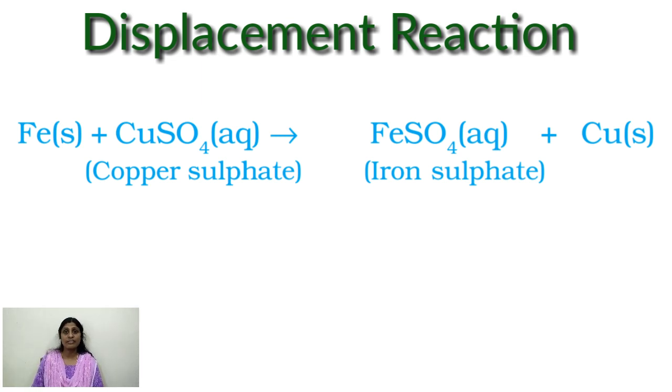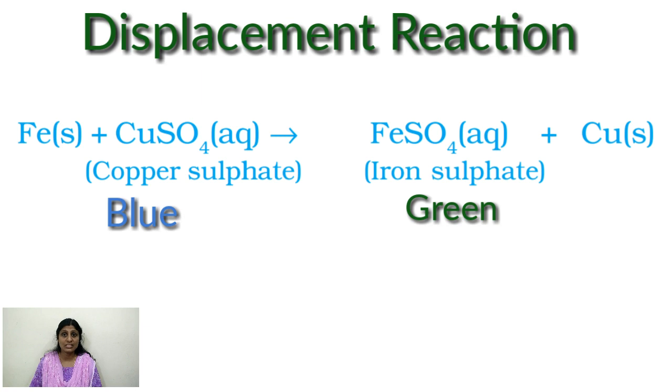But when we put iron in copper sulfate solution, iron is more reactive, so it displaces copper and you get iron sulfate and copper. The observations of the above reaction: blue solution of copper sulfate changes to green solution of ferrous sulfate solution. That is the first observation. Second one, grey color of iron changes to reddish brown color of copper.